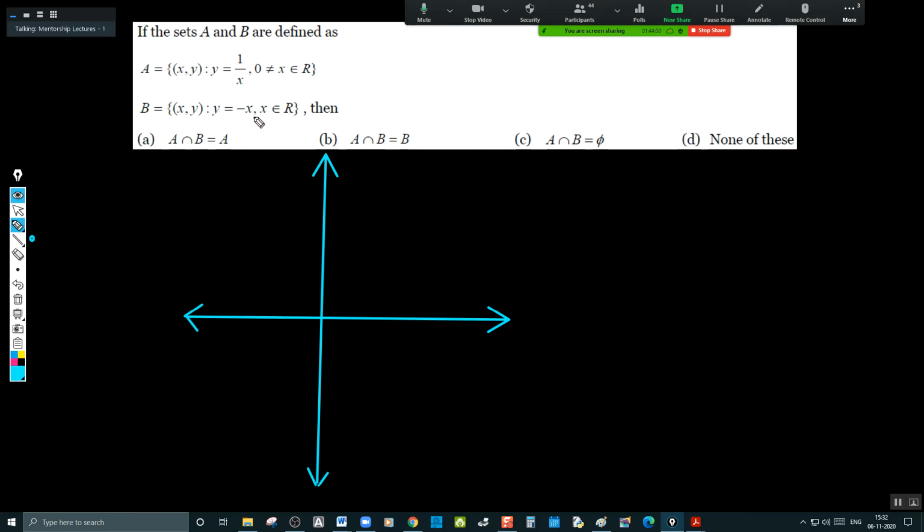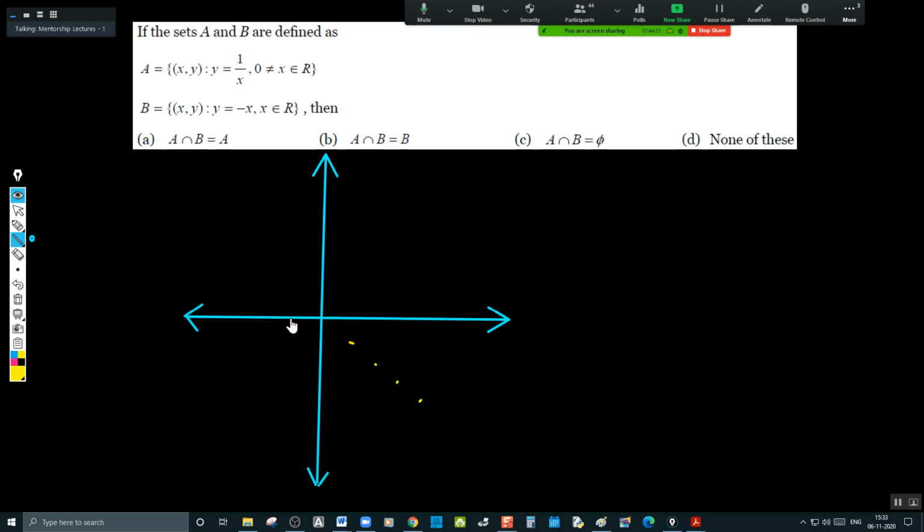Let me ask you a question here now. If I put x is equal to 1 in set B, what do I get for y? Minus 1. For x equal to 1, y is minus 1. For x equal to 2, y is minus 2. For x equal to 3, y is minus 3. For x equal to 4, y is minus 4. It goes like this. Correct or not?